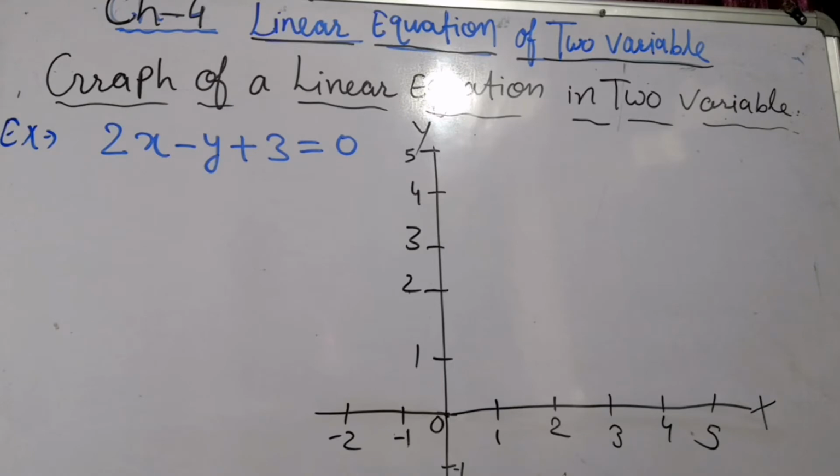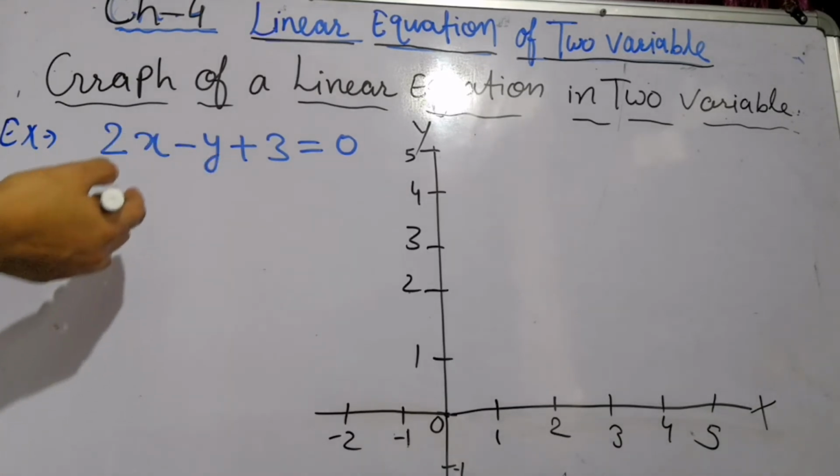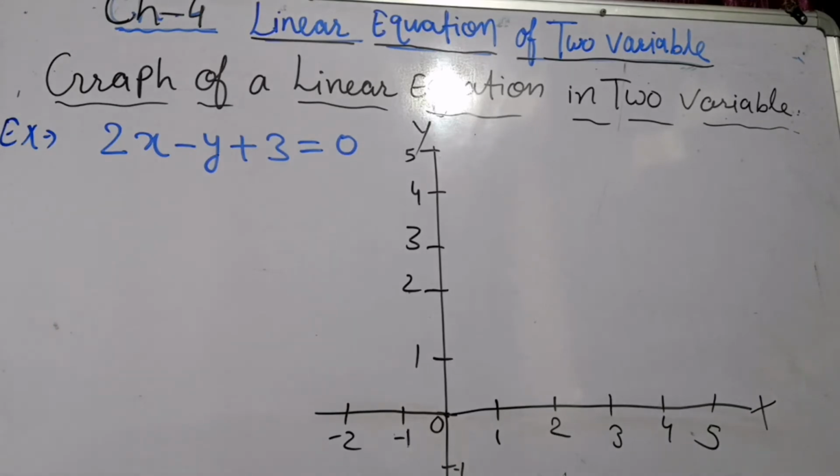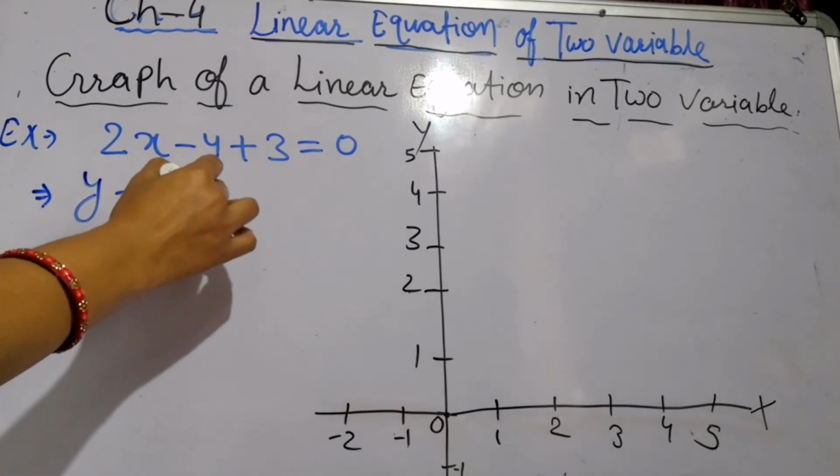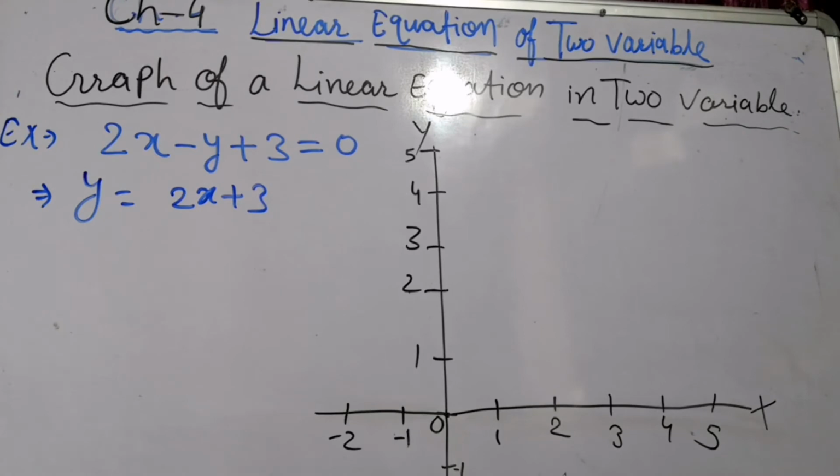Now we will discuss the graph of a linear equation in two variables. How can we represent this given equation on the graph? For this, to represent any equation on the graph, we need coordinates. How can we get the coordinates? By putting the value of x, we can get the value of y. Let us arrange this equation. We can write y is equal to 2x plus 3. Now for every value of x, we will get a different value of y.